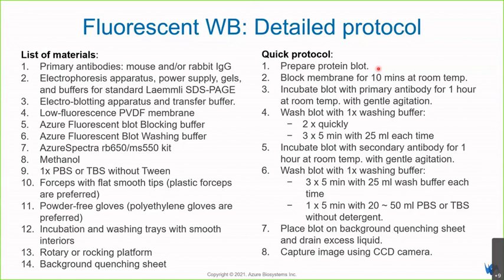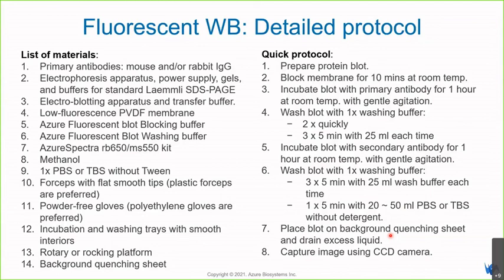Block the membrane for 10 minutes, incubate the primary antibody, wash with washing buffer 2 times quickly and 3 times with 5 minutes each. Secondary antibody incubation, washing step as well, and the final washing step with PBS or TBS without any detergent. Then put the blot on the quenching sheet and drain out the excess liquid, then you're good to go for capturing the image.